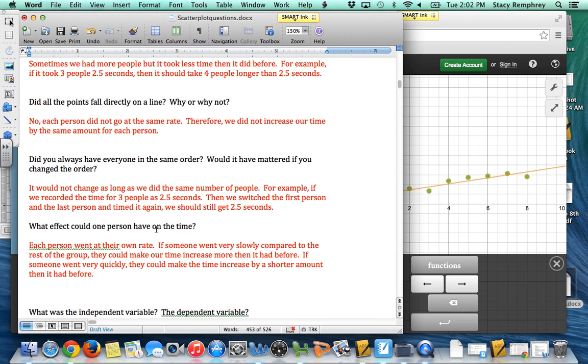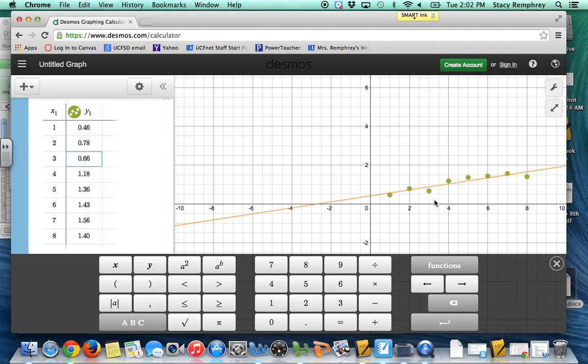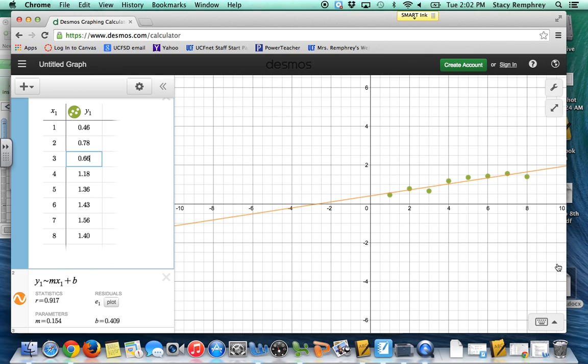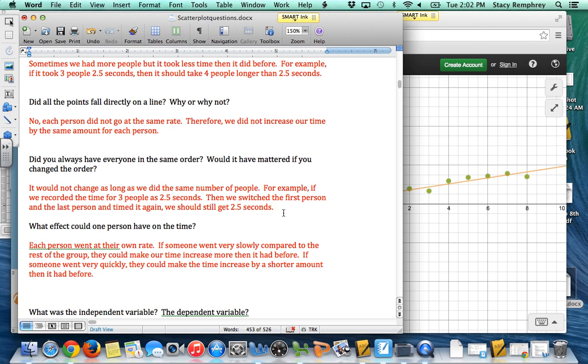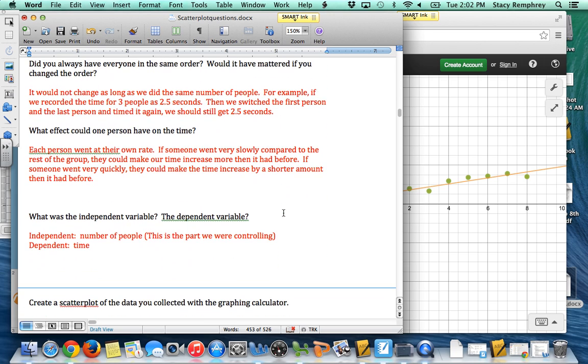I asked, did all the points fall directly on the line? Why or why not? And again, if I use Desmos, you see my green data points and my orange line of best fit. Those points did not fall directly on the line because you can see the rate of change from point to point is different. When we've done them before, the slope or the rate of change was constant. It was always the same. And between these points, that wasn't the case because we'd have somebody come in and change our rate. We weren't always the same.